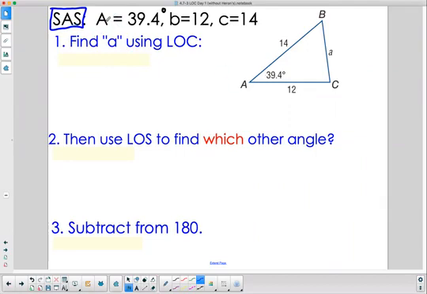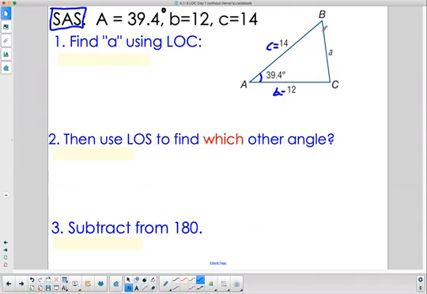So let's draw up this information. A equals 39.4. So we've been given one angle. Put it in the bottom left, that's side A, and that's cosine A. And we've been given side B equals 12 and side C equals 14. If you'd written these the other way around, your B and C would be in different vertices. C would be up here and B would be down there, okay?